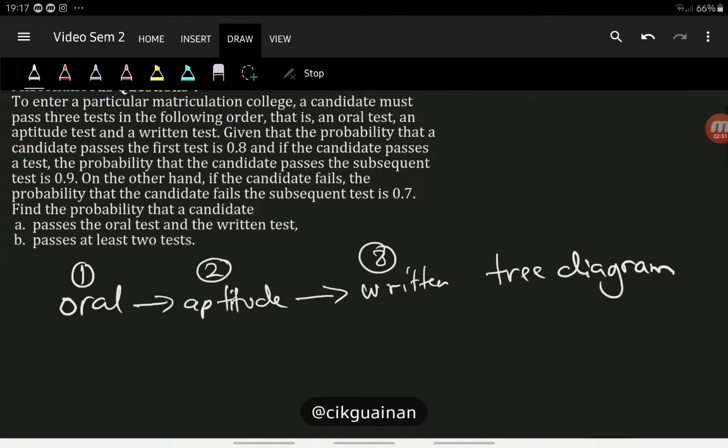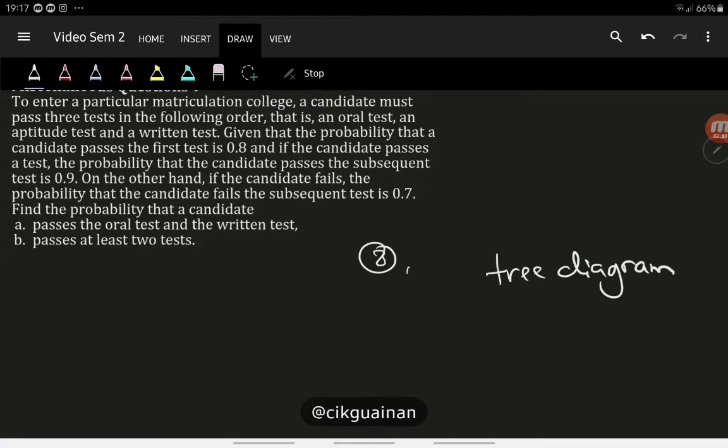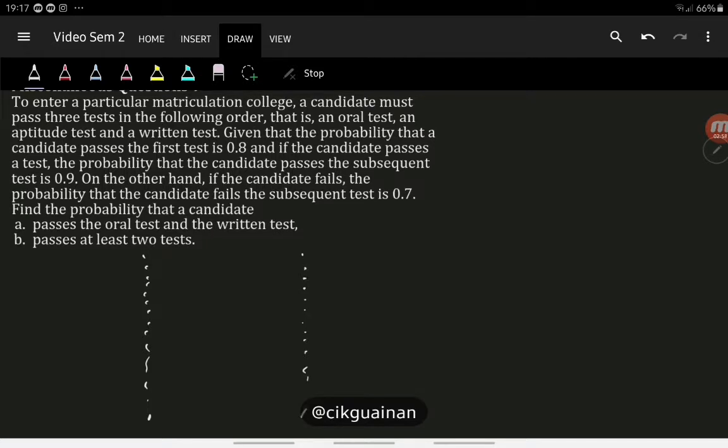Now when you take a test, the outcome is either you pass or you fail. So for each test there are only 2 outcomes. So the type of tree that we expect is something like this. So I rub all this off first. The first column is about what? The first test. The first test is the oral test. So it's either you pass or you fail.